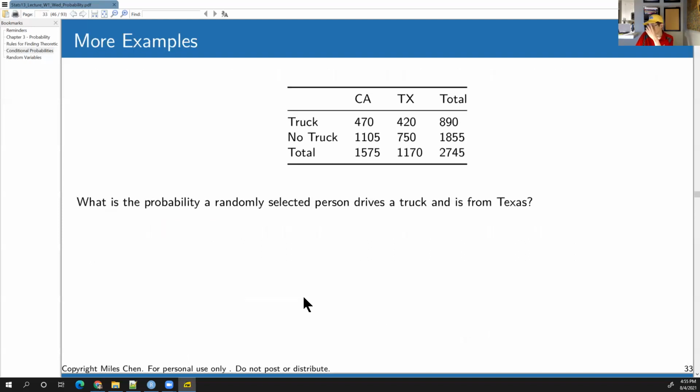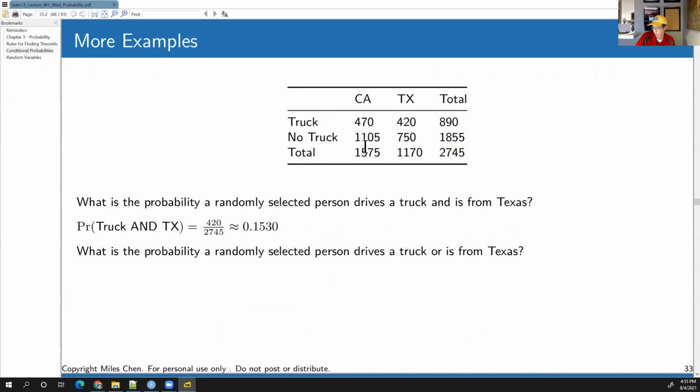Okay, I'm just going to skip through these real fast, in the interest of time. What's the probability that a randomly selected person drives a truck and is from Texas? That's just an and question. So we're going to say drives a truck and from Texas, 420 in the numerator. In the denominator, it's just a random person from the table, so we're going to do 2745. So truck and Texas, 420 out of 2745.